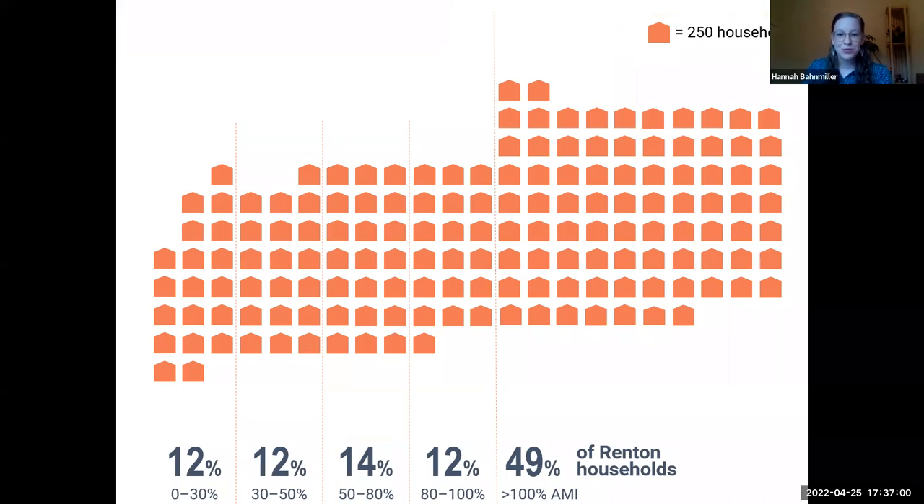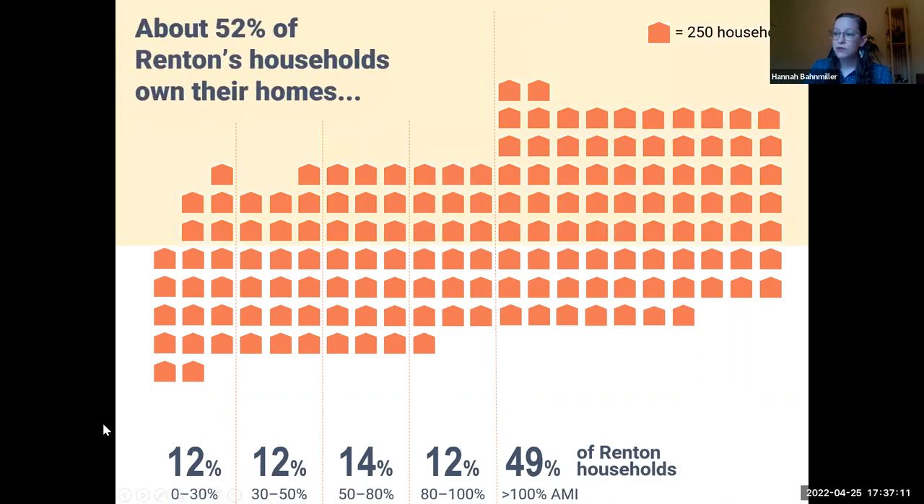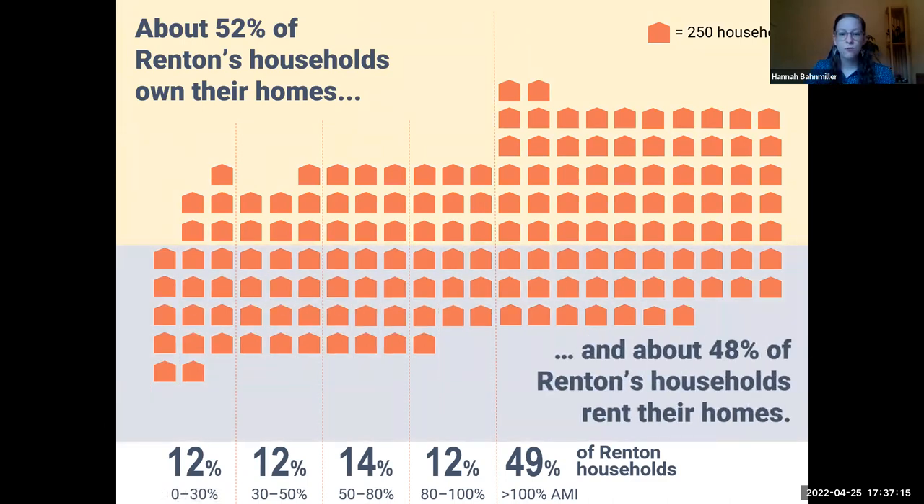But we know that all of these households do not have the same type of housing. For instance, some of them are owners and some of them are renters. And we can see of the households in Renton that about 52% own their own homes, while the other 48% are renters. But as you can see on the graphic, there is a greater proportion of higher income households that are homeowners and more renters at lower income levels.